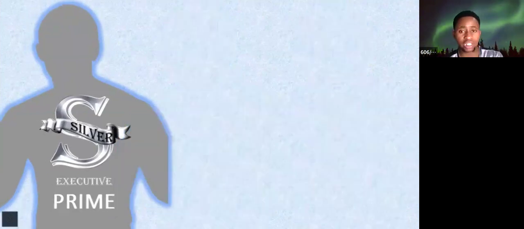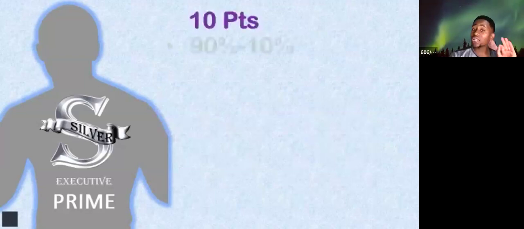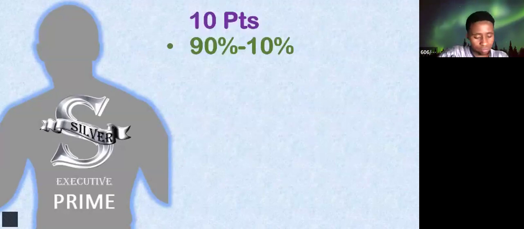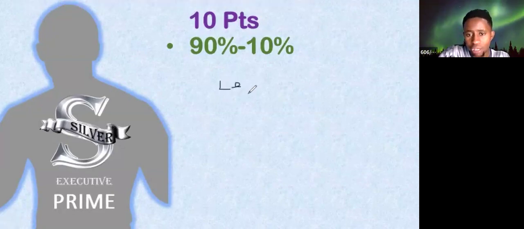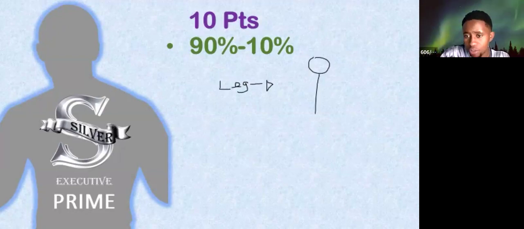So what is required for you to hit a prime position? Let's start with silver executive. You have legs of your business. Let me explain what a leg is. Some of you don't understand what a leg is, so let me explain what I mean by a leg. So this is a leg. This is the meaning of a leg. If this is you here, and you sponsor, let's say, person X, this is called a leg.